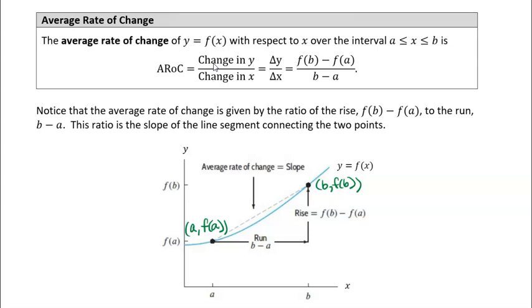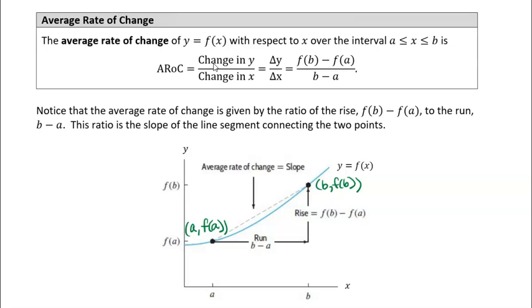So if we take 2 points at x equals a and x equals b and calculate the rise over run, the change in y, which is the change in the value of the function, divided by the change in x, which is just b minus a, then we get our average rate of change, which is the slope of that line connecting those 2 points. That line is sometimes called the secant line.